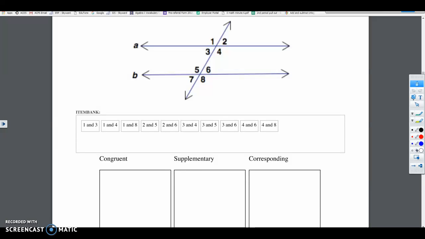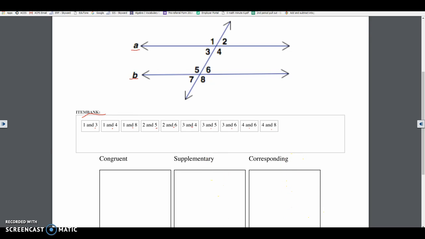Okay, so in this lesson, you notice we have two parallel lines cut by a transversal. Let me just choose red. So we have line A and we have line B. This is what we were looking at yesterday. Here, the question gives us an item bank with all of these choices, and they want us to decide: does it go in the box for congruent, supplementary, or corresponding?